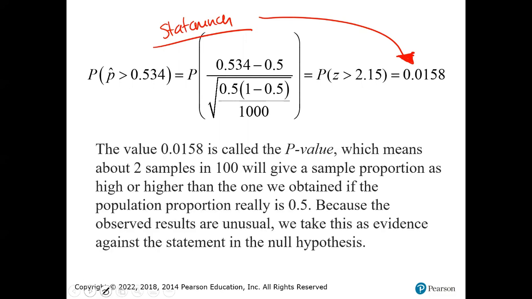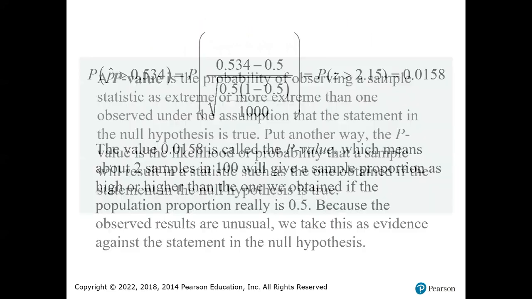That value is called the p-value, for probability value, which is telling me that about 2 samples out of every 100, because if I rounded this, 0.02, 2%, would result in the sample proportion we got of 0.534. Because that is considered unusual, smaller than 0.05, we would say we have enough evidence against the statement.